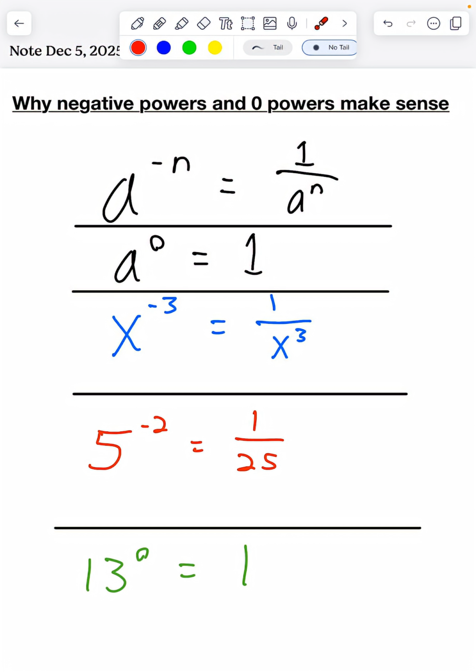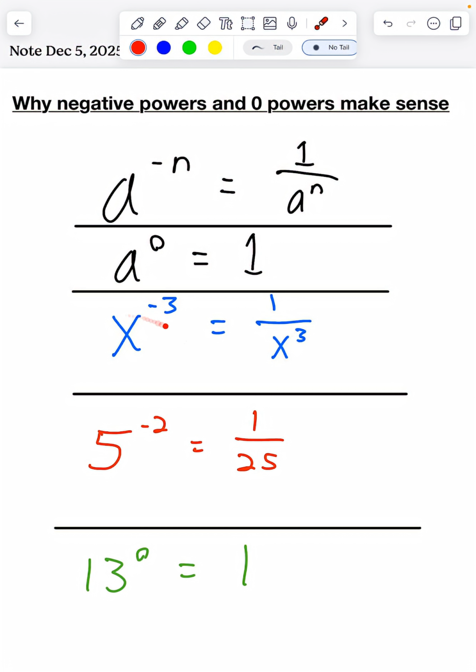All right, why negative powers and zero powers actually make sense. A lot of people have issues with this. They kind of know the rules, like if I have a to the negative n here, it's going to end up being 1 over a to the n. My power becomes positive, and we know that anything to the power of 0 is 1.